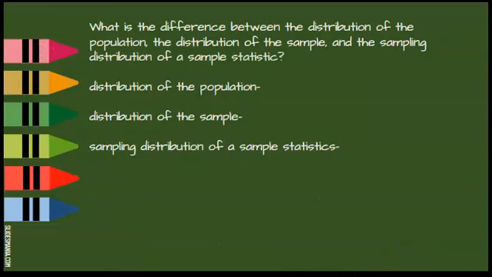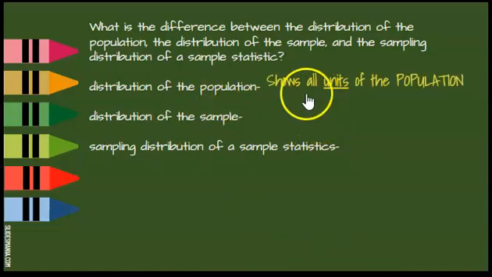Okay, so what's the difference between the distribution of the population, the distribution of the sample, and the sampling distribution of a sample statistic? All right, so it's very confusing because these words all sound alike, but it's important that you differentiate this. So the distribution of the population shows all the units of a population. It could be people, it could be puppies, it could be anything, but it's all the individual units of one population. That's what you would put on the dot plot. Each dot would be one individual.